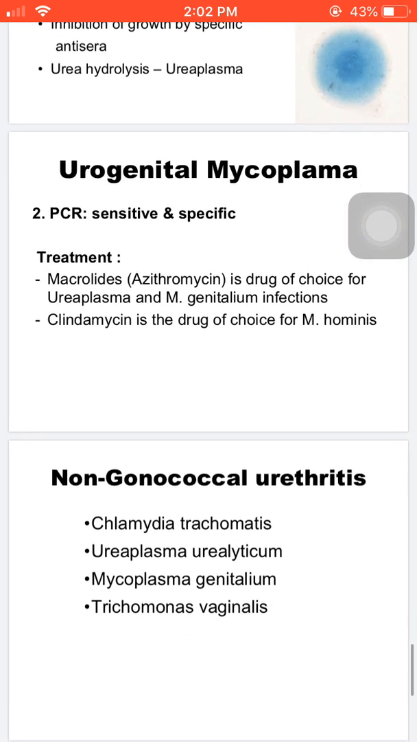But the best test is PCR, which is a sensitive and specific method. And what is the treatment line? Macrolides like erythromycin or azithromycin are used for Ureaplasma and Mycoplasma genitalium infections. Ureaplasma is usually resistant to tetracyclines. And the drug of choice for Mycoplasma hominis is clindamycin.